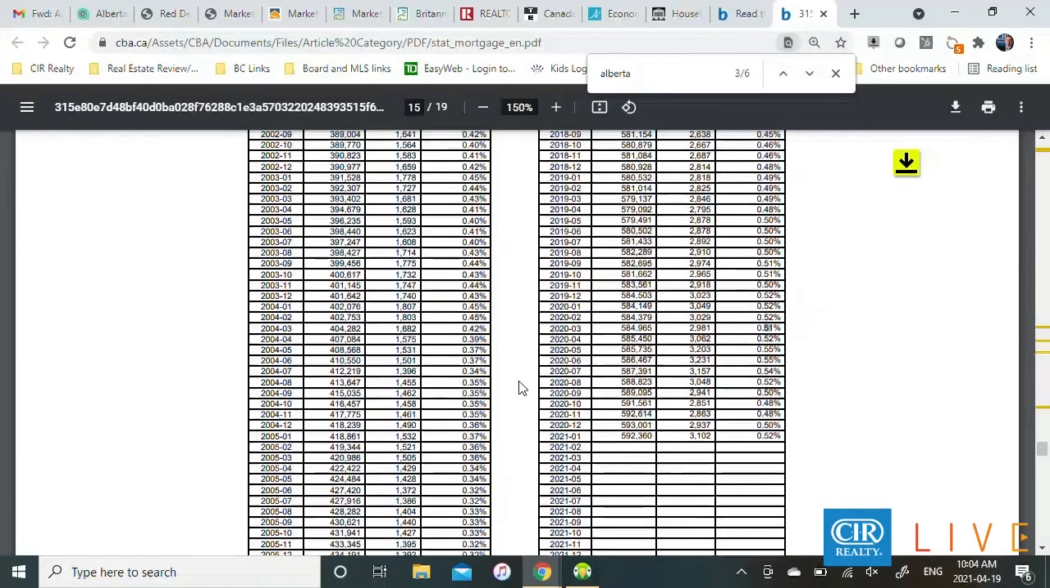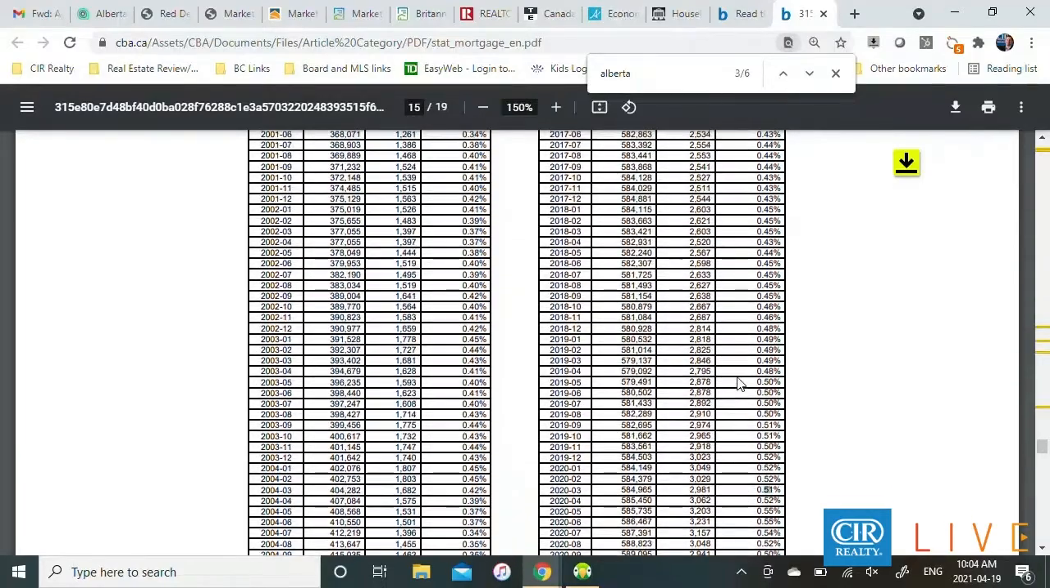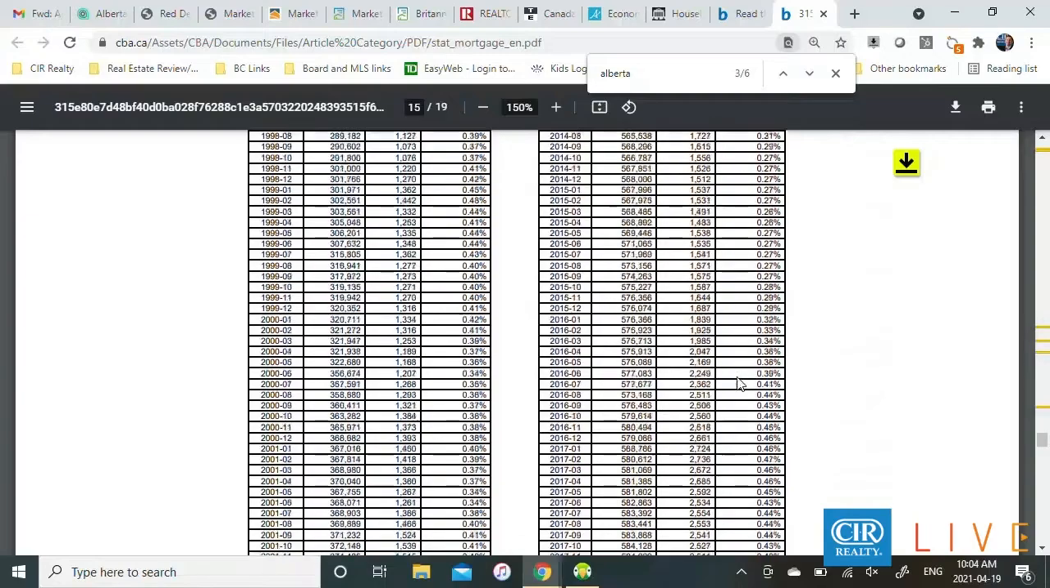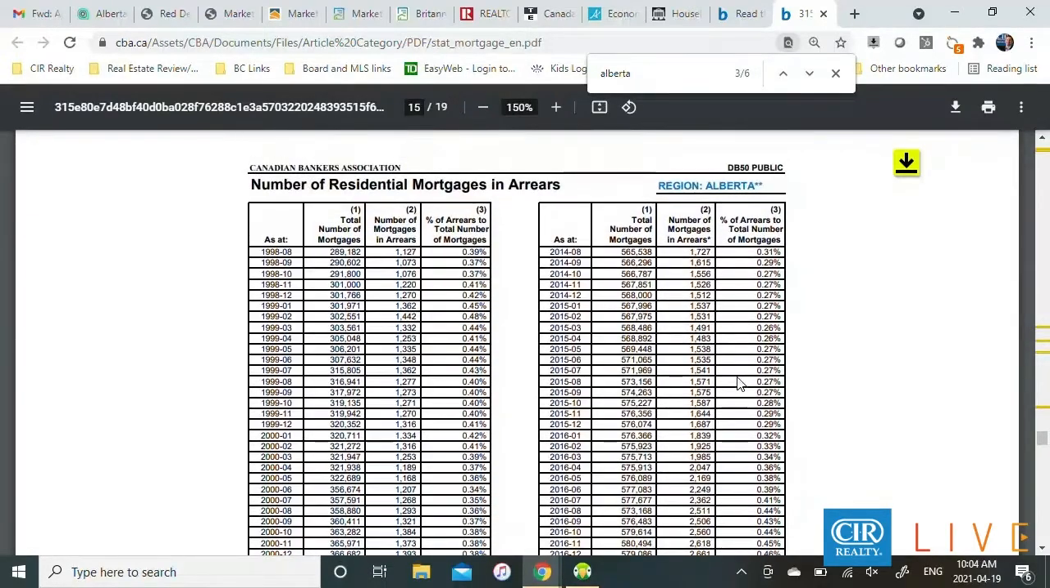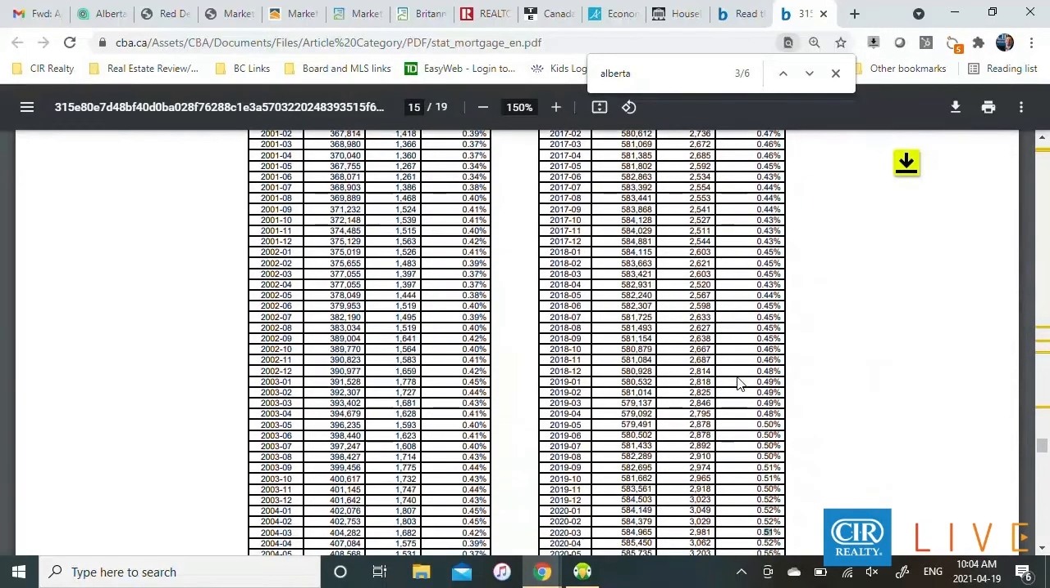And this is an interesting one even for the people out there that like to focus on foreclosures, is the fact that we've never exceeded more than 1% of mortgages in Alberta going into arrears, and that was in the early 80s. But that was an interesting one for me.